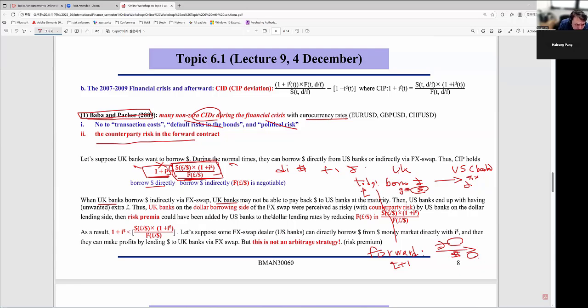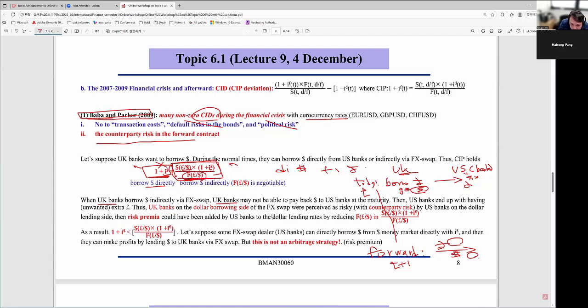Now remember the spot price and dollar interest rate are given in the market, so the UK company cannot influence this kind of price. Only the UK company and the US bank or FX swap dealer can negotiate the forward price using forward contracts. The forward contract is between two counterparties, and they are always negotiating the forward price with each other. Anyway, given these situations, what is the counterparty default risk?